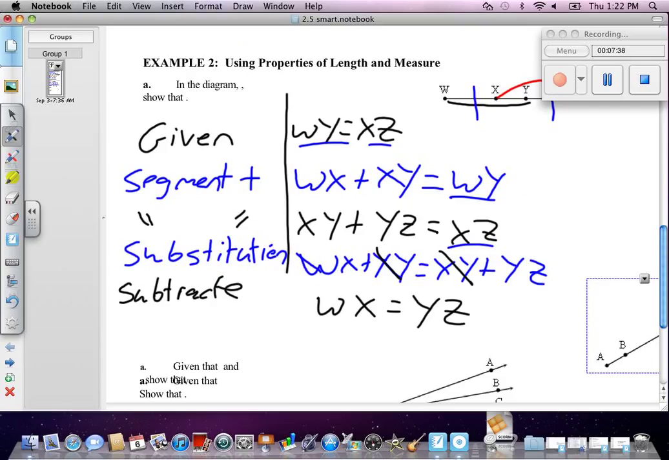So that's your look at your first proof. This little subtractor.